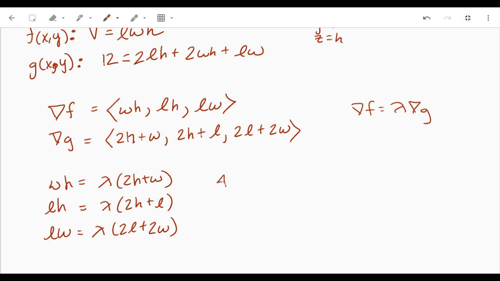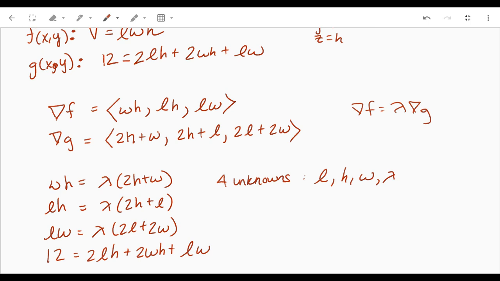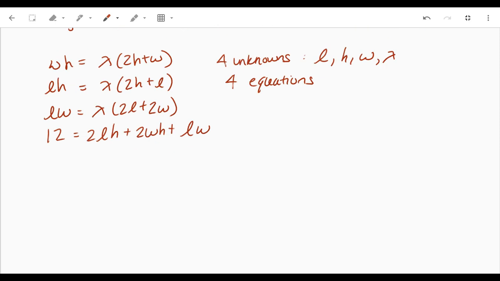We do have 4 unknowns. We don't know L, H, W, or lambda. We do have a fourth equation, and that's your secondary. 12 equals 2LH plus 2WH plus LW. Okay, so we have 4 equations, 4 unknowns. We can solve for them. We don't ever have to solve for lambda, okay? We do need to be able to figure out what the maximum volume is. So we do need length, width, and height, okay?